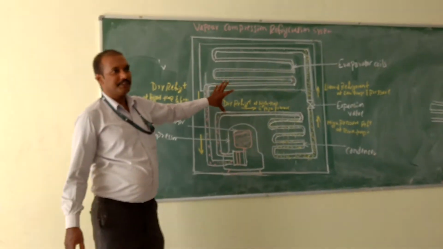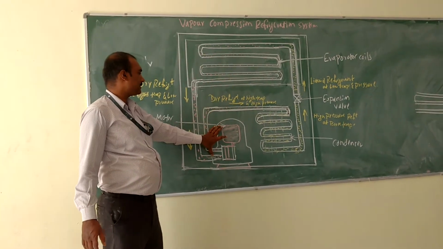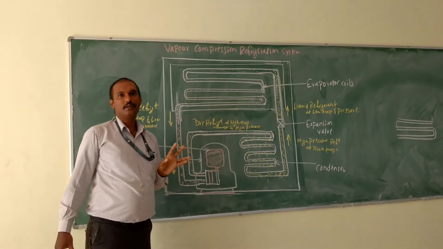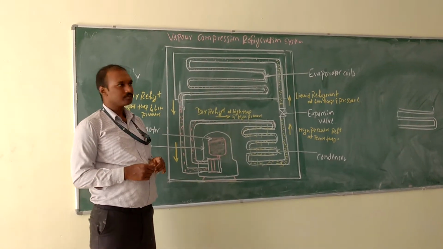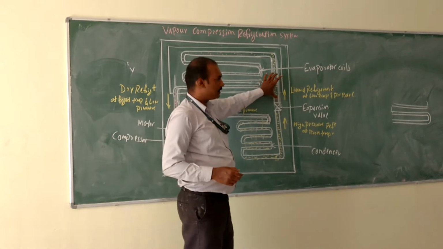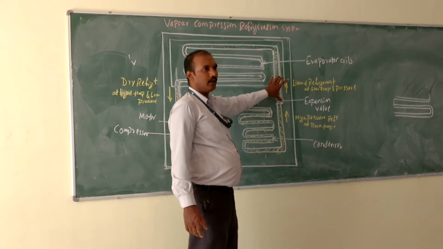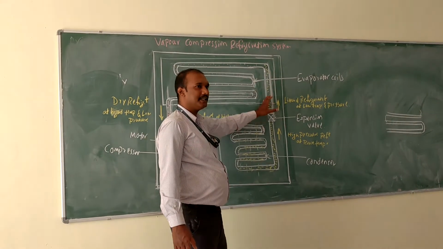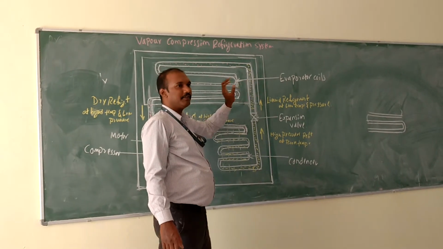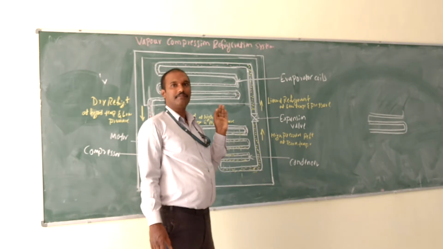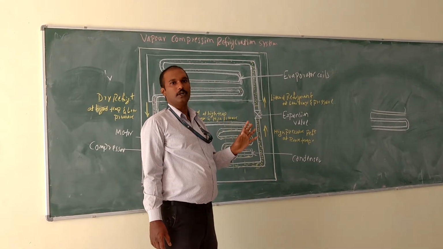Vapor compression refrigerator system. Again, the four parts will be there: evaporator, compressor, condenser, and expansion valve. How this will work: we'll start with this portion, after the expansion valve. When the refrigerant exits from the expansion valve, it will be in the form of liquid refrigerant. The refrigerant phase will be liquid, at low pressure and low temperature.